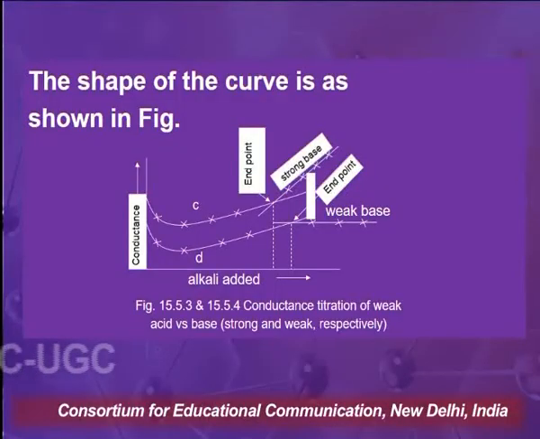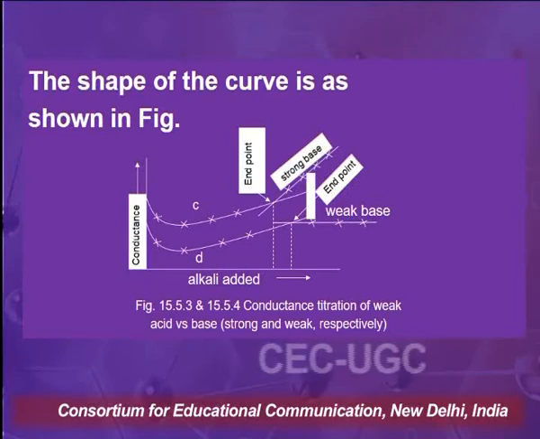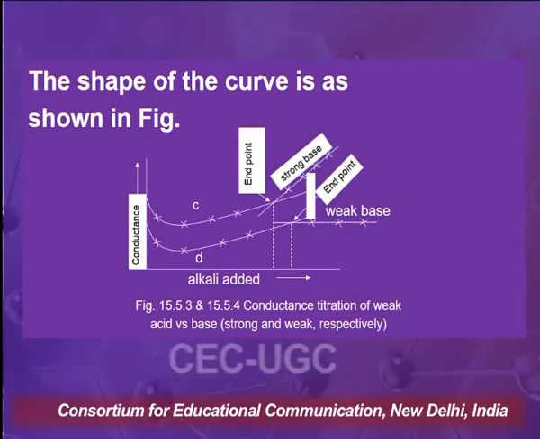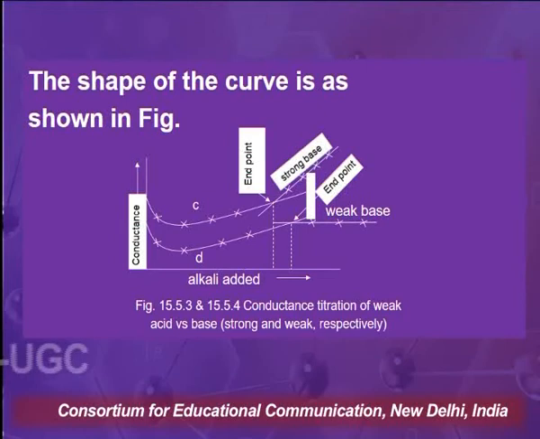We can see the initial decrease in conductance due to the suppression of the dissociation because of common ion effect. Then due to the strong electrolyte formation, the increase in the conductance is seen, and then another increase occurs because of the free hydroxyl ions, and this intersection of the two lines gives the end point.